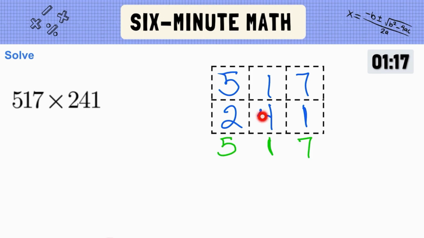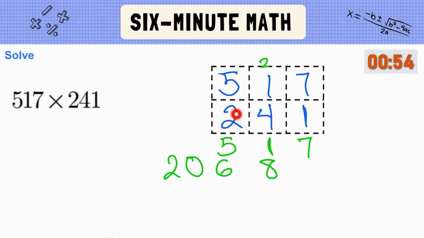On to my tens, my 4 here, which is in the tens digit of my lower number. 4 times 7 is 28, carry the 2. 4 times 1 plus 2 is 6. And 4 times 5 is 20.